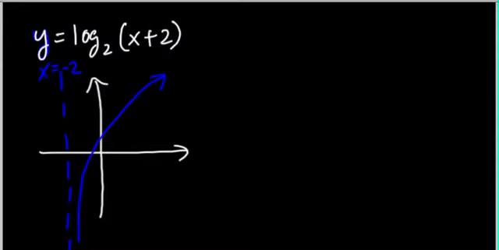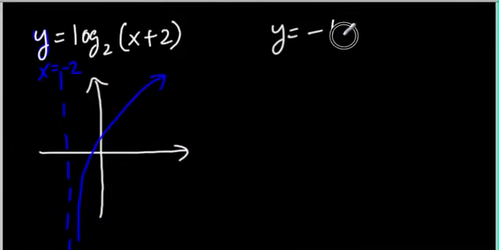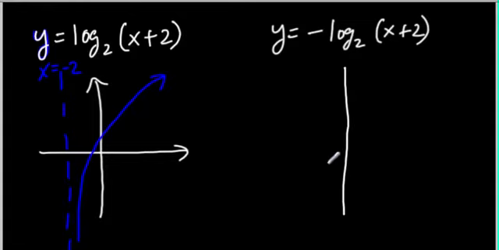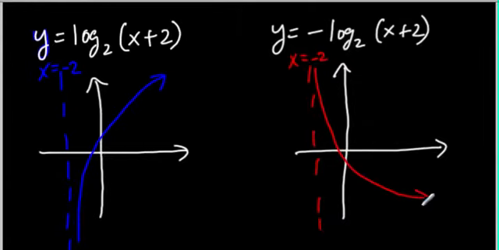So what happens if I have, say, y equals negative log base 2 of x plus 2, right? In this case, I'm going to use a red line. We keep the same asymptote, x equals -2. But if you notice, this negative here is a reflection, so it would reflect this way. It sort of goes this way, and it just continues towards infinity in this direction. So you can see there's a reflection going on in the x-axis.